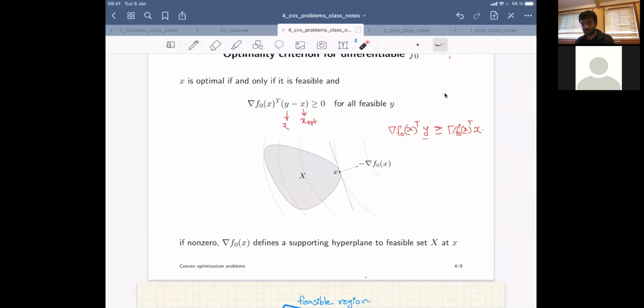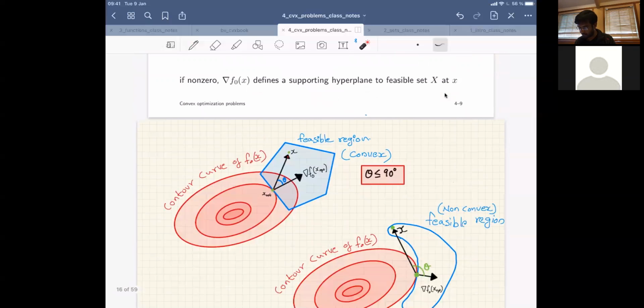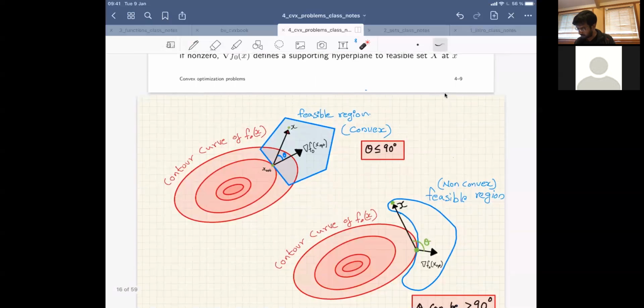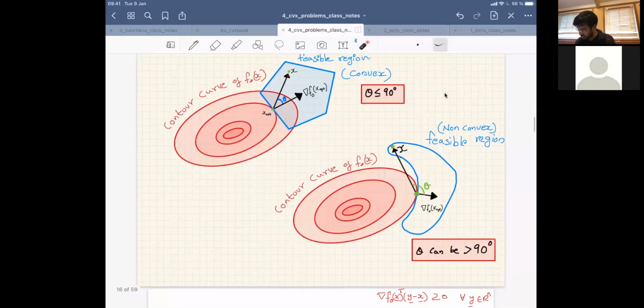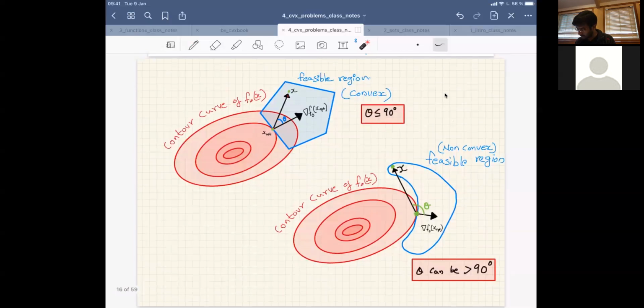Here y is any point inside a convex set, right? Yes, any point. It depends on the angle. If you pick a point here, the angle is less than 90. But the point is, if it's convex, if you pick any point, the angle will be less than 90. But here, this need not be true. That's why I wrote theta can be greater than 90. It need not be.